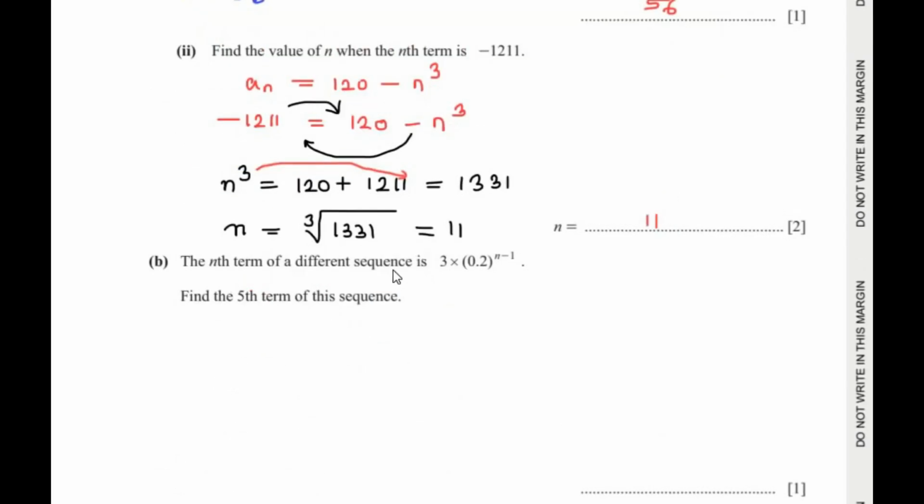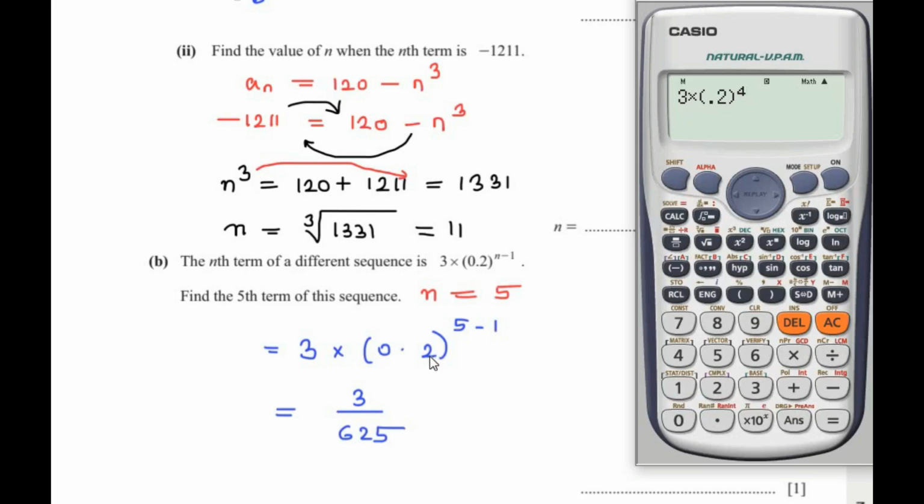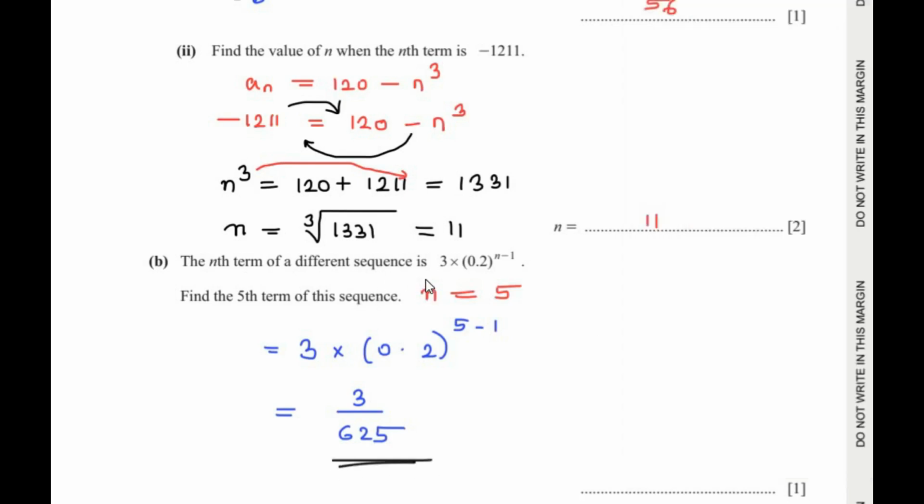Now the nth term of a different sequence is 3 times 0.2 to the power of n minus 1. Find the fifth term of the sequence. Again here the n value is given to us, n is equal to 5. So we are just going to plug in the value n is equal to 5 in this rule. So here we have written 3 times 0.2 to the power of 5 minus 1. Let us see what value this gives us. It's going to be 3 times 0.2, and 5 minus 1 becomes 4. So here we have the value as 3 over 625. So this is the fifth term of this sequence.